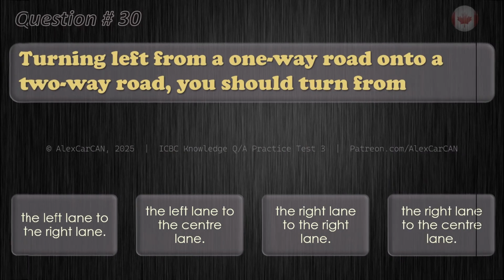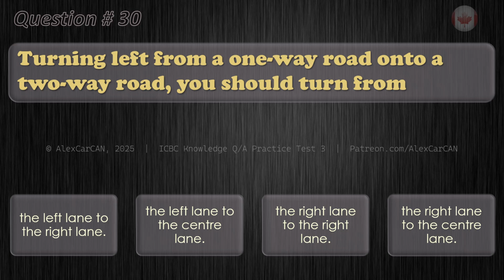Question number 30. Turning left from a one-way road onto a two-way road, you should turn from the left lane to the right lane, the left lane to the center lane, the right lane to the right lane, the right lane to the center lane. The correct answer is the left lane to the center lane.